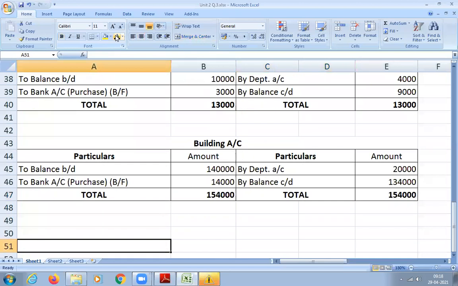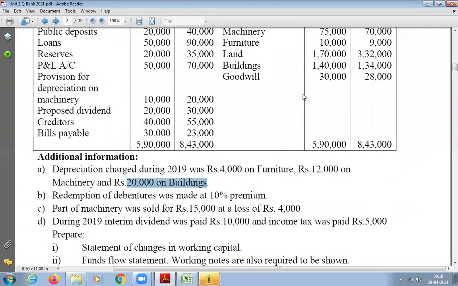Okay. Any other ledger we have to prepare? Goodwill. What happened to goodwill? Did goodwill increase or decrease?